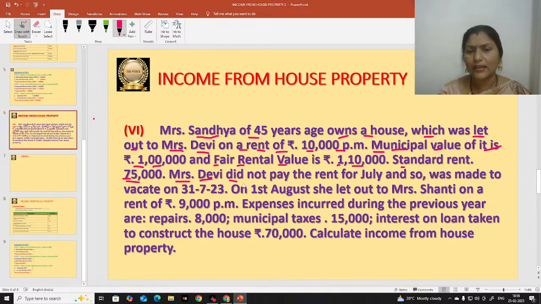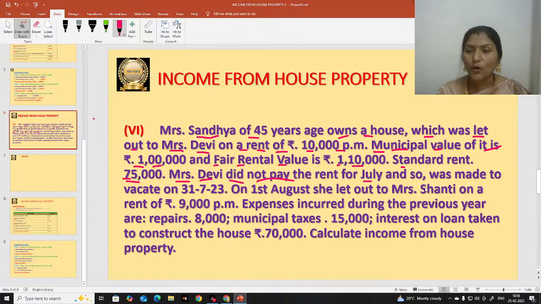Mrs. Devi did not pay the rent for July. So Devi, the tenant, did not pay July month rent. Actually the previous year starts from April 1st onwards, April 1st 2023. That is our previous year beginning day, beginning month. So she paid rent for April, May, June; July month rent she did not pay. So how many months rent did she pay? Only 3 months rent she paid.